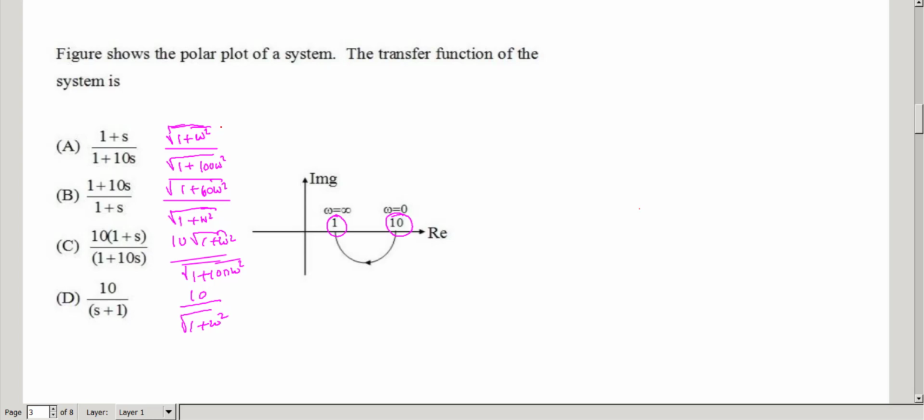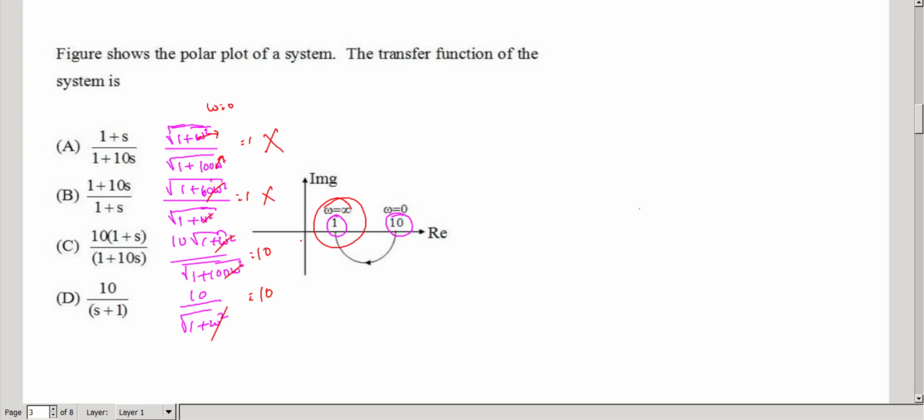Let me check for omega equal to 0. So I put omega equal to 0, I get this is 0 and this is 0, I get 1, and this is 0 and this is 0, 1, and this is 0 and this is 0, I get 10, and this is 0, I get 10. Okay, at omega equal to 0, I want to get 10. So this option and this option I can neglect. Okay, let omega equal to infinity, I want to get 1.